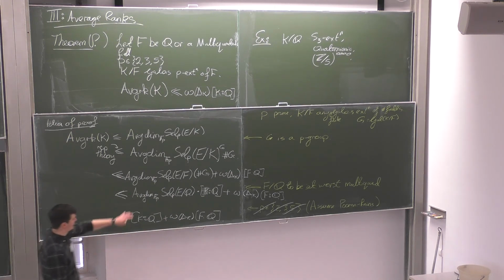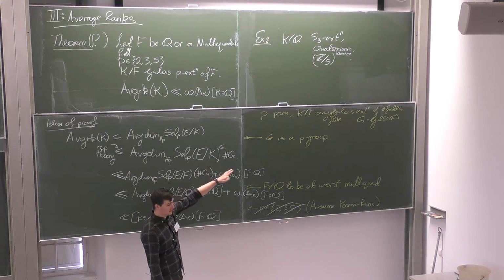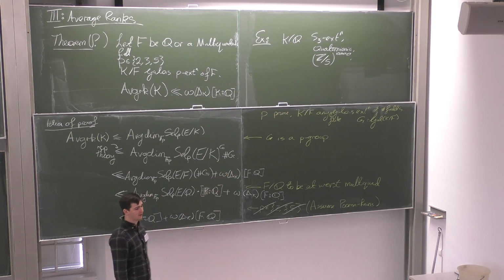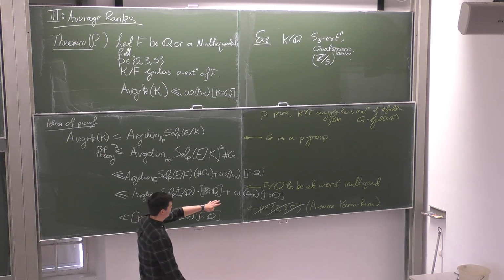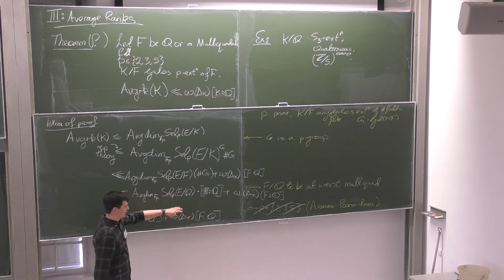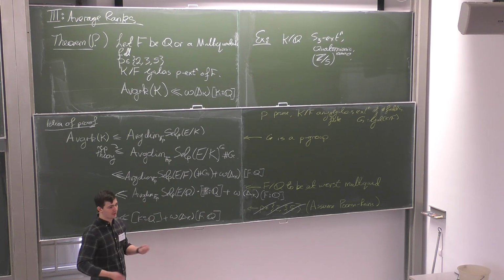Whereas all these other steps in the proof, they were actually fundamental to what I was doing, right? I had to be able to bound by the fixed space. That does require a p-group. You can't do that for non-p-groups. And the multi-quadratic thing was really using that elliptic curves over F look like sums of quadratic twists, which again won't happen if I've not got a multi-quadratic field.